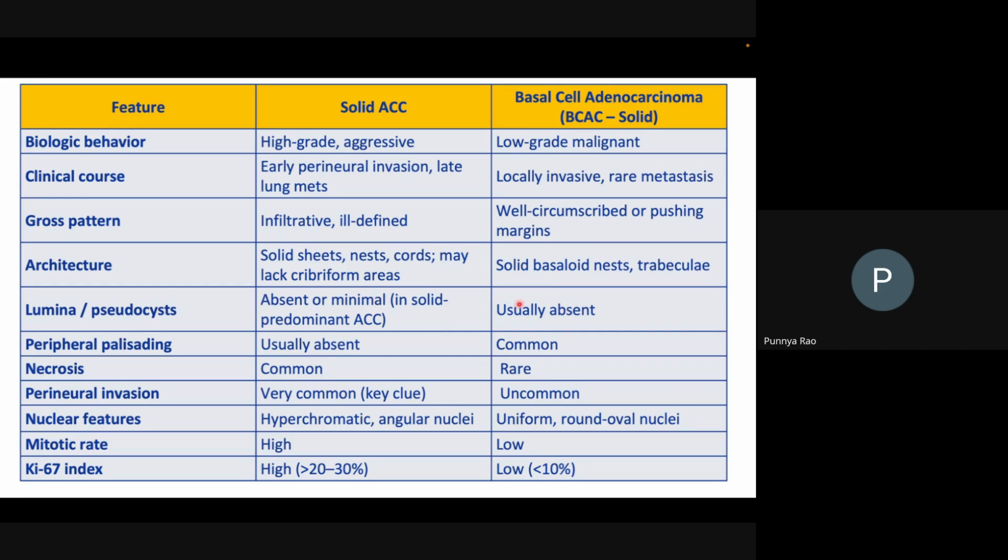Presence of lumina absent in both. Necrosis is common in a solid adenoid cystic carcinoma, whereas rare in case of basal cell adenocarcinoma. As I told you, they are hyperchromatic and angular, whereas here you have uniform round to oval cells. Mitotic rate high in ACC, and necrosis also is very common in ACC as compared to a basal cell adenocarcinoma. And the Ki67 levels, of course, are higher in ACC as compared to basal cell adenocarcinoma. So this will help you to differentiate between the two.